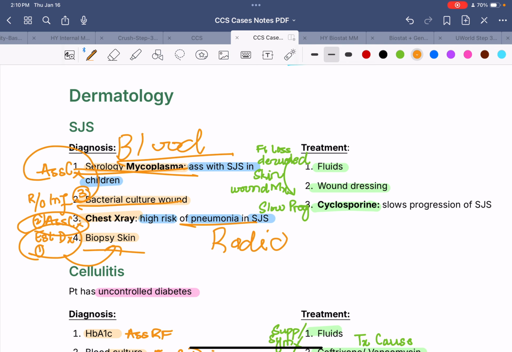And besides this, the supportive management will be with fluids, since you know that a patient who has burns is at risk of rapid fluid loss because of the denuded skin. So give rapid fluids, and since the patient has wounds, we will do wound management. And next off, to slow the progression of SJS, there is a specific medical management, which is cyclosporine.